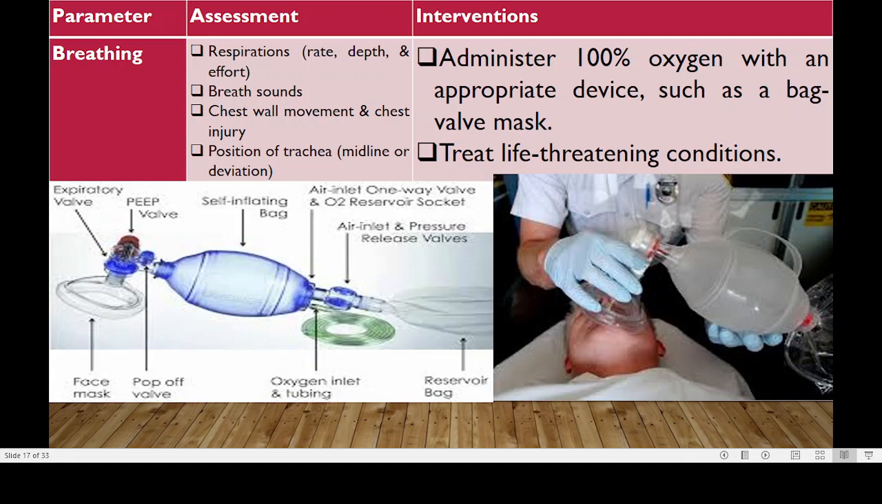So you can be able to see our Ambu bag, and you're able to see the parts of an Ambu bag. Notice the expiratory valve, the face mask, the pop-off valve, the PEEP valve, the self-inflating bag. You can see the air inlet one-way valve and oxygen reservoir socket. And then we have the air inlet and the pressure release valves. Then you have the reservoir bag and also the oxygen inlet and the tubing. Whereby we are administering 100% oxygen with the appropriate device here.